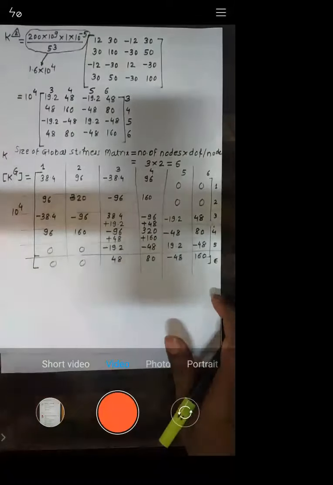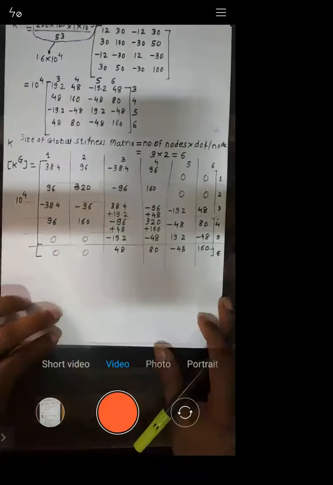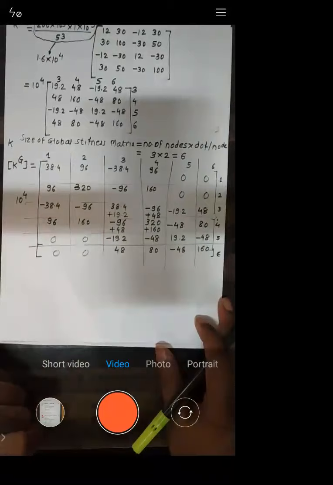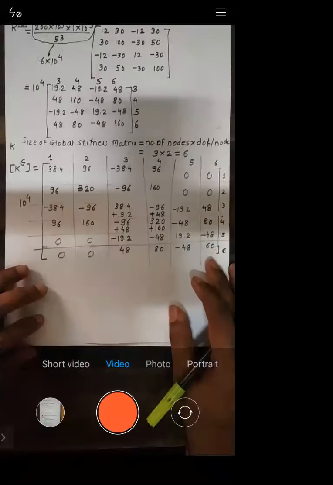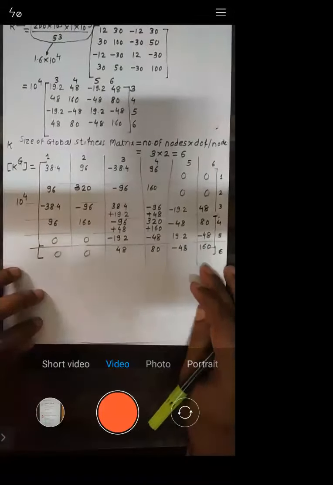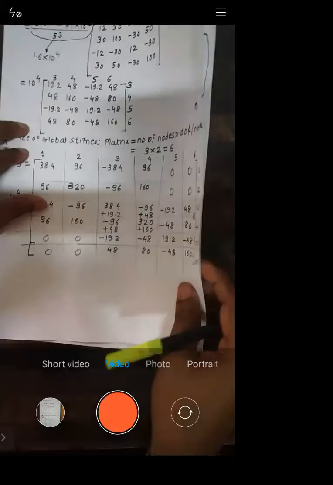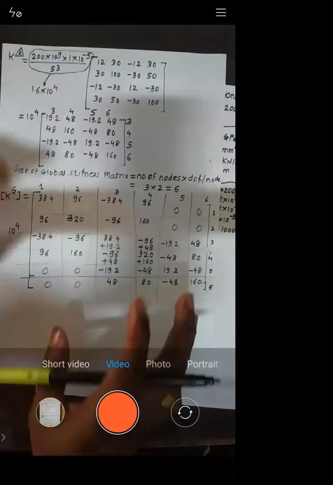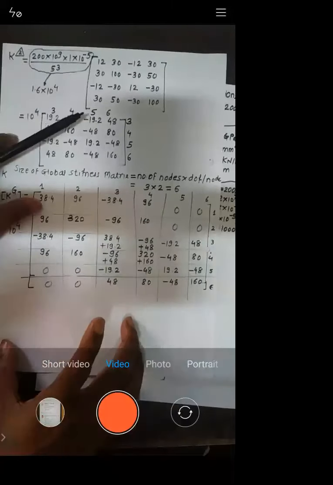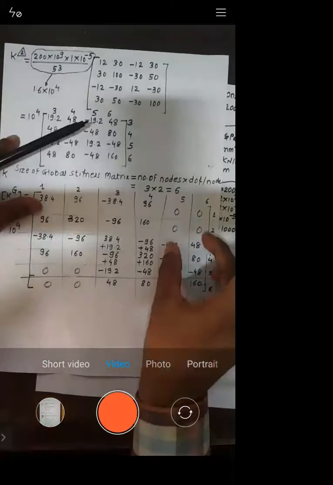Now you try to understand this, this is very important. If you see in the problem, this is the global stiffness matrix which we got, right? So the global stiffness matrix multiplied by displacement is given by force. This is the equation, right? When you multiply the global stiffness matrix by displacement, it will give you the value of force.